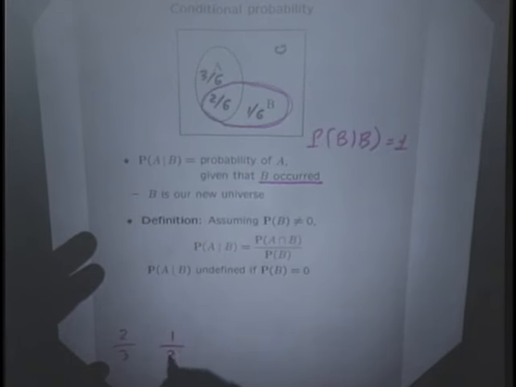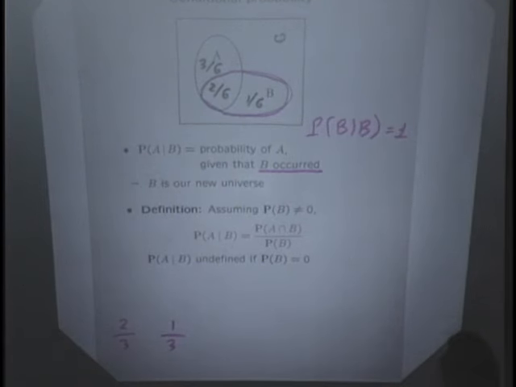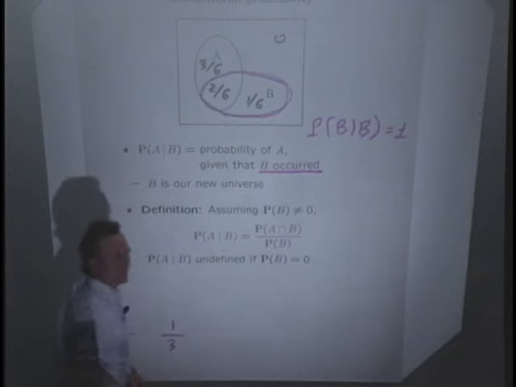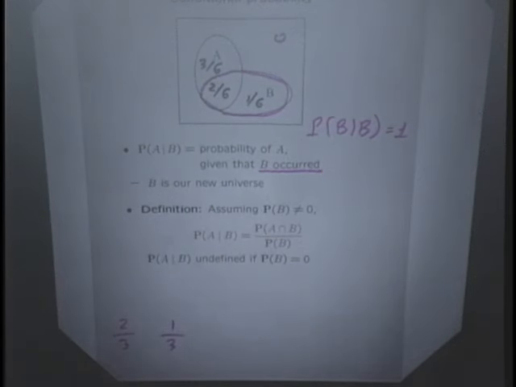So the conditional probabilities should be 2/3 probability of being here and 1/3 probability of being there. That's how we revise our probabilities. That's a reasonable, intuitively reasonable way of doing this revision. Let's translate what we did into a definition.